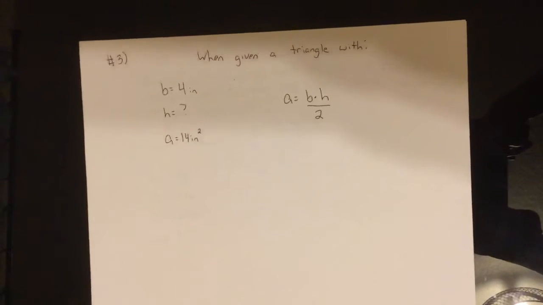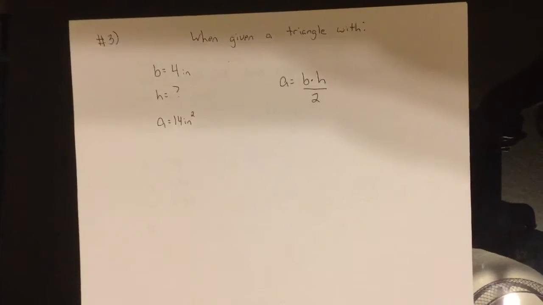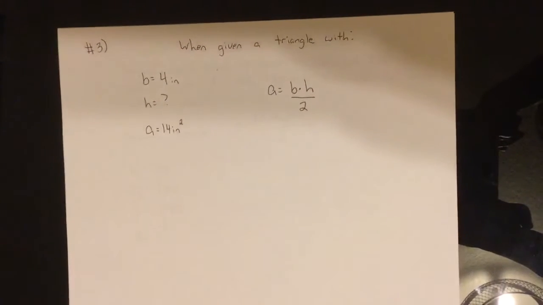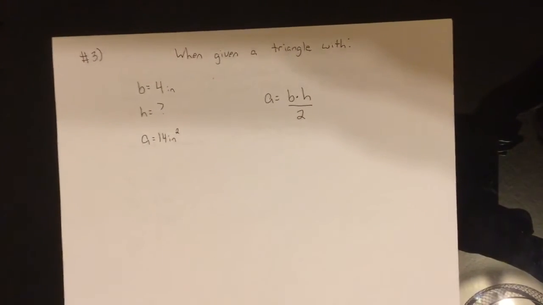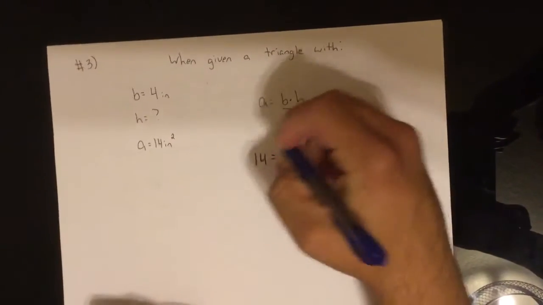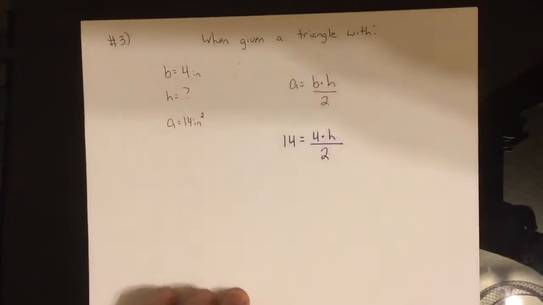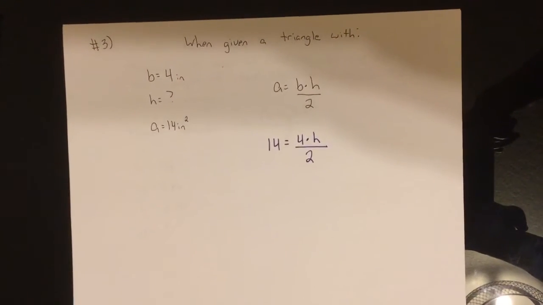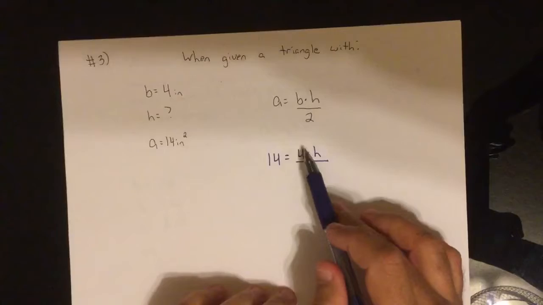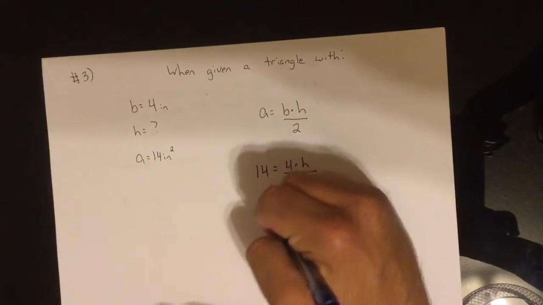All right, number 3. When given a triangle with a base of 4, a height of unknown, and an area of 14 inches squared. So guys, on this one we're working backwards. It's given me the area. Well, on this one, I'm going to show you this way. What's 4 divided by 2? Isn't that just 2?